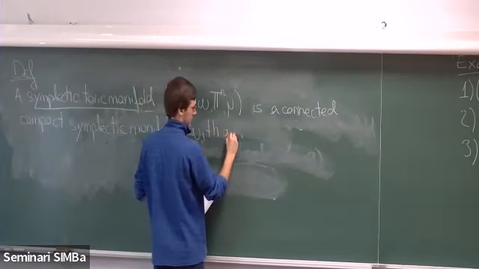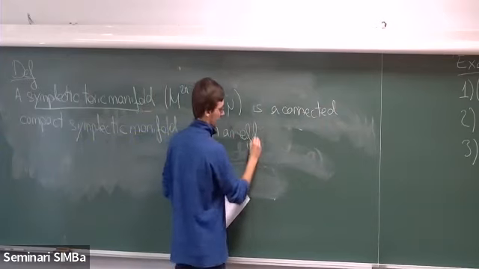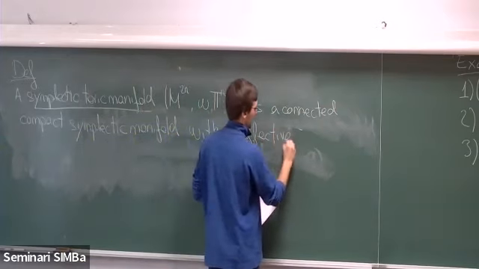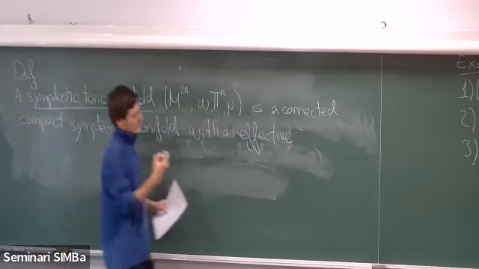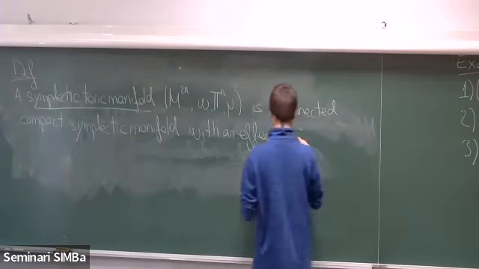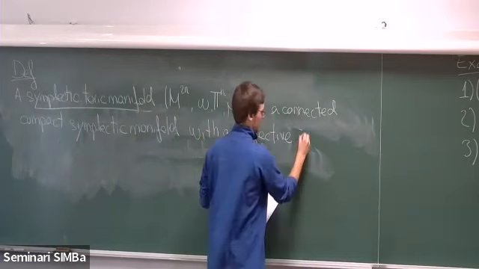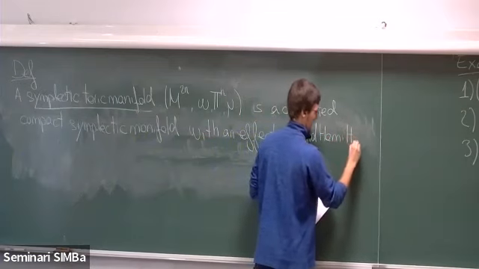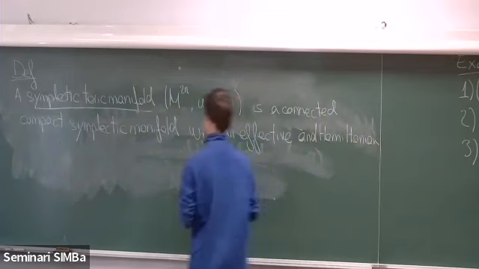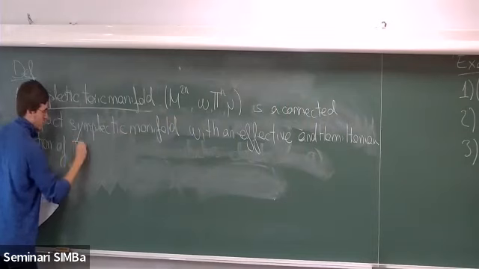With an action which is effective and Hamiltonian. So an effective Hamiltonian action, and recall that effective means that the only element that acts trivially is the identity element. And Hamiltonian means that there exists a moment map. So basically, I will write this now: an effective and Hamiltonian action of a very specific group, which is the torus of dimension n.